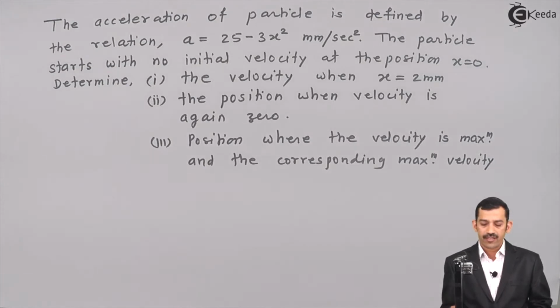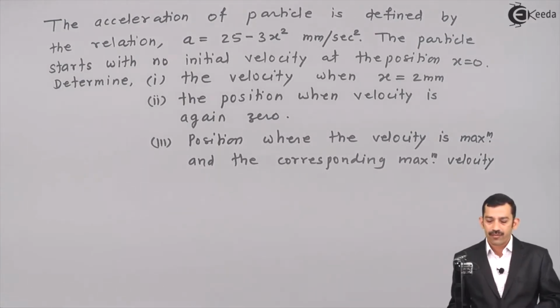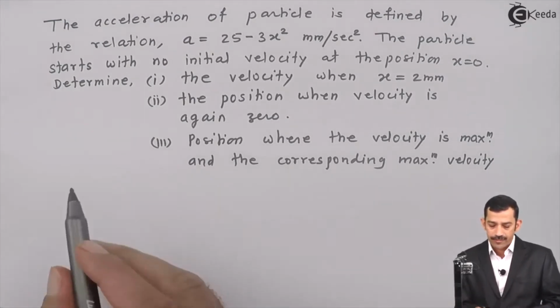That means when x is 0, the initial velocity is what? 0. Determine: number 1, the velocity when x = 2 mm. Number 2, the position when the velocity is again 0. And number 3, the position where the velocity is maximum and the corresponding maximum velocity. The equation of acceleration in terms of x is given, therefore we will start from the given equation.